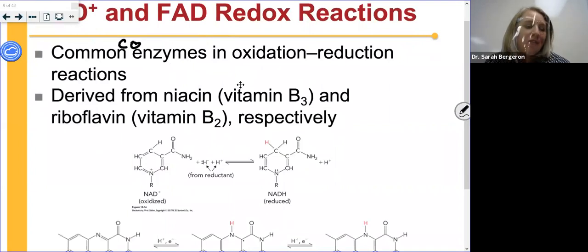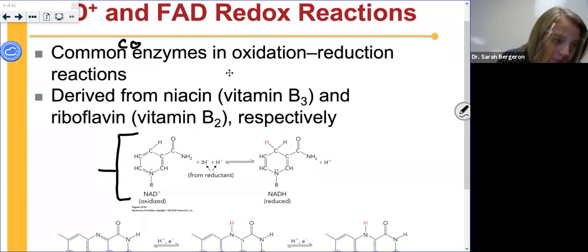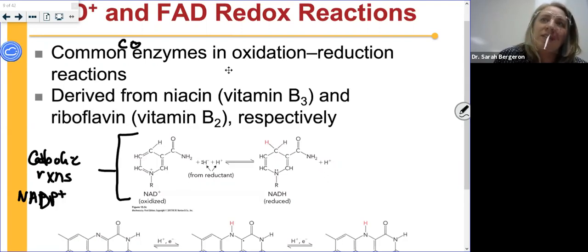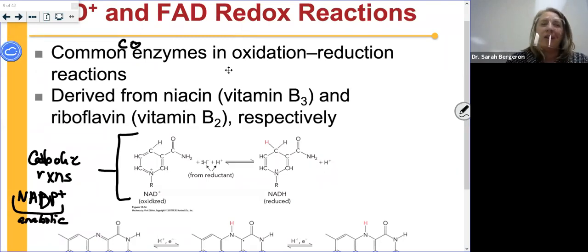So NAD tends to participate in catabolic reactions. Whereas NADP, have y'all heard NADP before? It's a similar carrier, but this is anabolic. And it's one of the ways that the cell can regulate whether you're going to go anabolic or catabolic. Catabolic is NAD. Anabolic is NADP. Y'all know those P's, right?